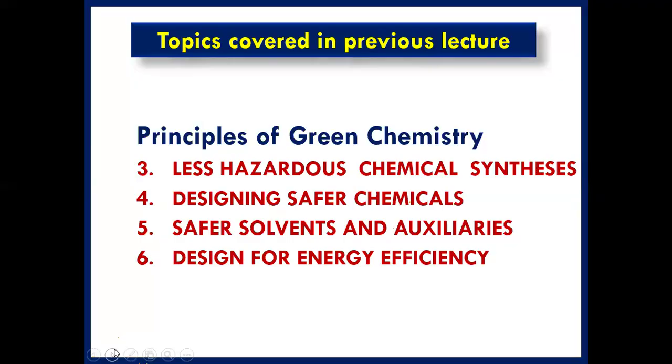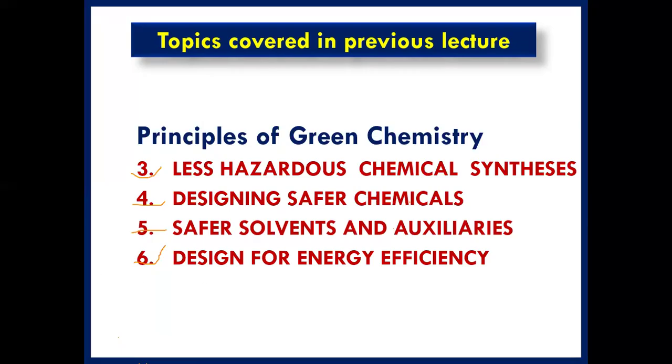But before going to today's video, just have the recap of the previous lecture. In our last class, we discussed about the third, fourth, fifth, and sixth principle of green chemistry. The third principle was the less hazardous chemical synthesis. Fourth principle is designing safer chemicals. Fifth is the safer solvent and auxiliaries. And sixth principle of green chemistry was the design for energy efficiency.